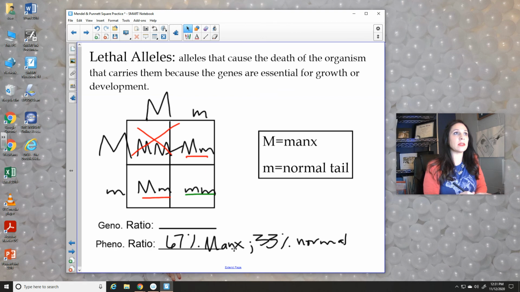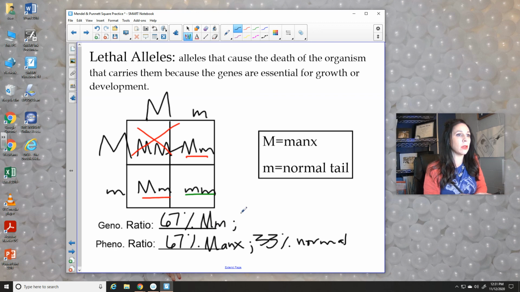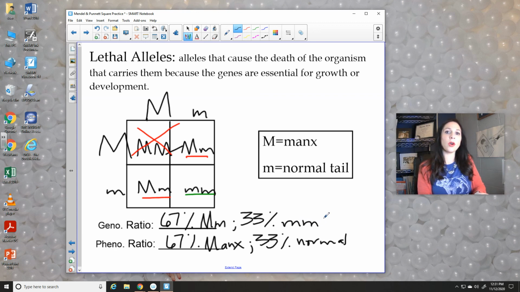It happens to be the exact same ratio if I were to calculate the genotypic ratio, so the letters. So in that case, it would be 67% big M, little m, and 33% little m, little m. Okay? Hopefully that was helpful.